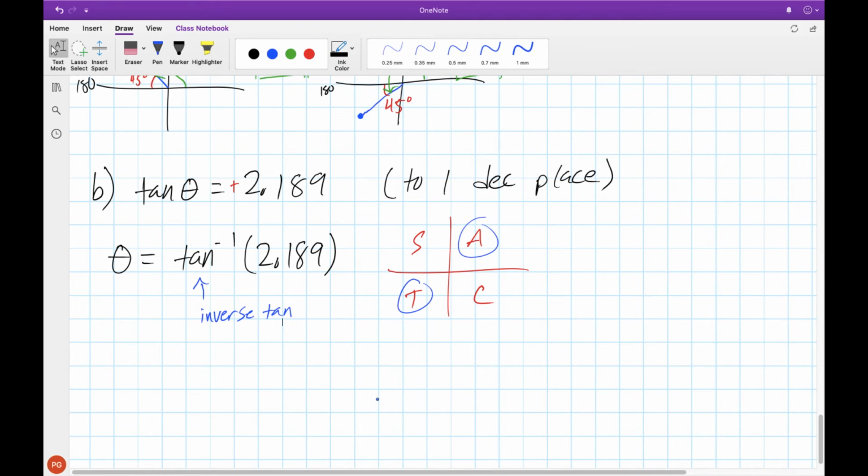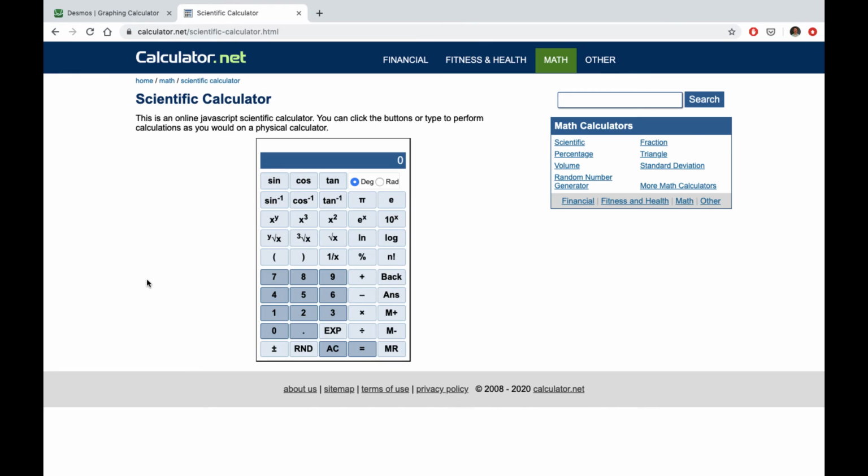If you don't have a scientific calculator at home with you, there are ones available online. I just searched up scientific calculator and this is what came up for me. And as you can see, it's got our inverse tan, it's got all of the other buttons that we need here. It's really important that it's in degree mode because we're just dealing with degrees here. You'll talk about radians in grade 12.